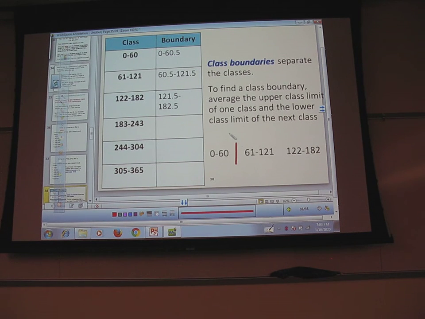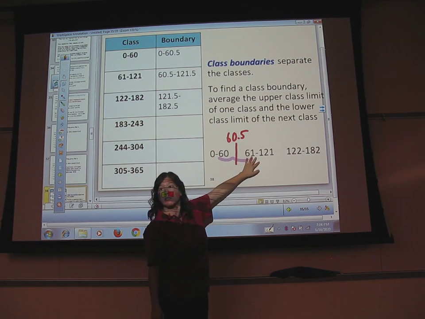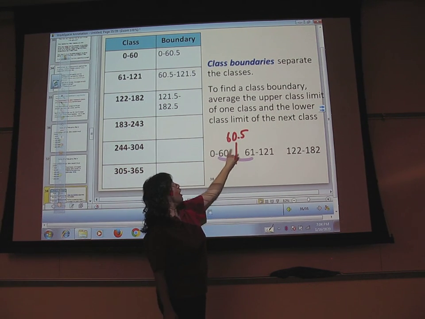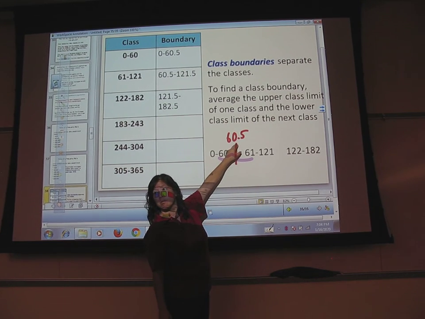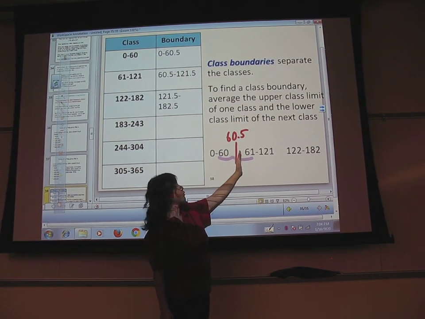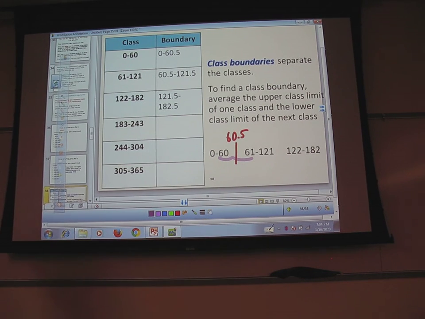60.5. That's the number smack dab between these two numbers. Right? You average those two, you get the number smack dab between them. That's the number between this class and that class. His upper boundary, his lower boundary. Make sense? Same boundary. Okay. And then what's the boundary between these two? 121.5.